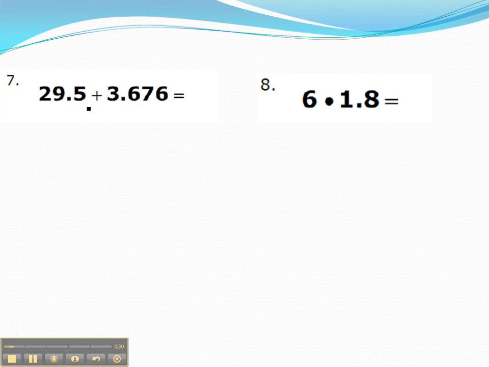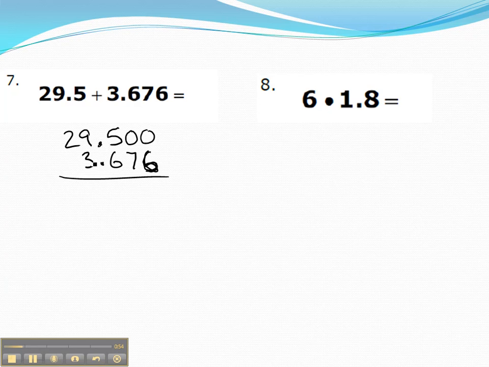If we're adding, subtracting, or comparing decimals, we line up the decimals. So for number 7, I just need to line up my decimal. 29.5, 3.676, 3 and 676 thousandths, and I just need to add some zeros after my 5. If I have a decimal, I can add as many zeros at the end as I need to have the same number of digits.